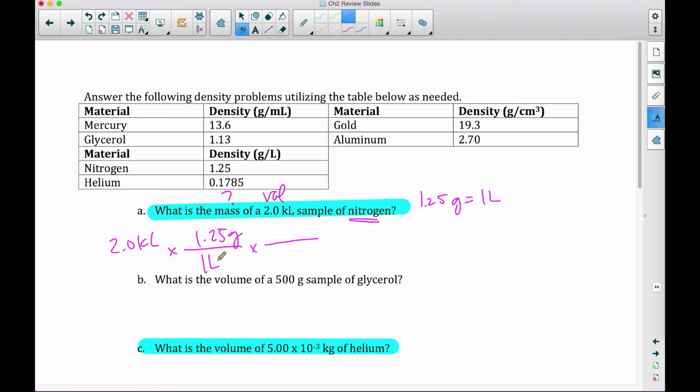Liters doesn't cancel here, but what can I do? 10 to the 3rd liters, 1 kiloliter. Kiloliters cancel, liters cancel. I've converted to mass. And then we would just have to do the math. We would multiply across our top, which is 2 times 1.25 times 1,000. And then we would get our final answer in grams. And then sig figs, we're done.